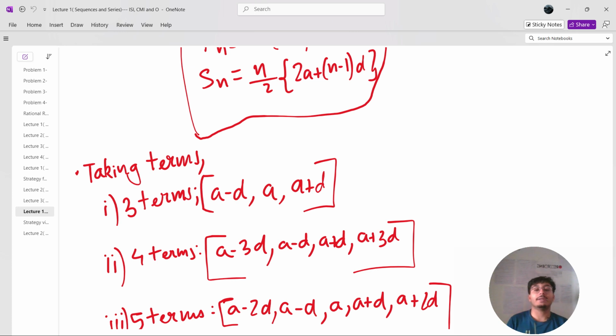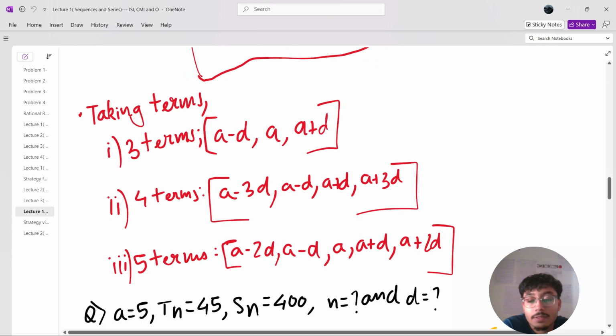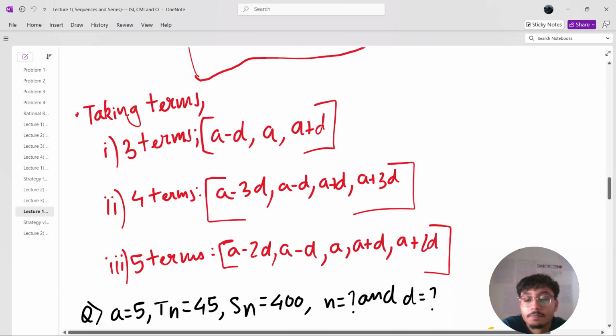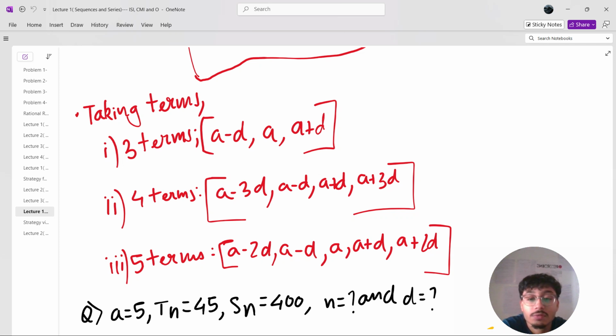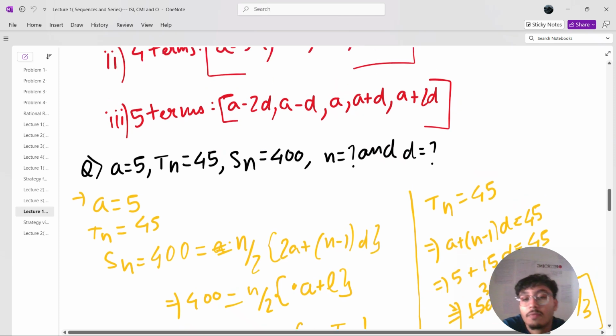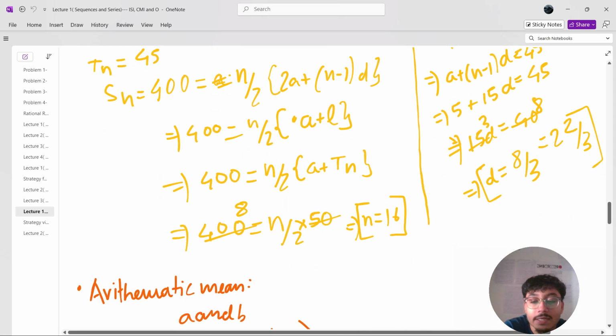We can take my three terms to be A minus D, A, A plus D, as you are seeing here. My common difference is D. Similarly, when taking four terms in AP, my common difference has to be 2D. You'll see it very well: A minus 3D, A minus D, so A minus D minus (A minus 3D) is basically 3D minus D, that is your 2D. Similarly for five terms.